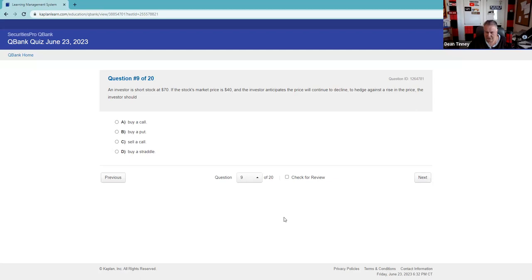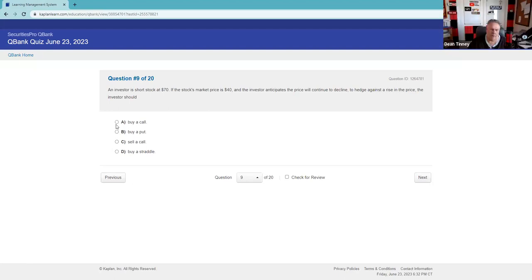To hedge means protect. So every time you hear hedge, you should think protect. And if we're protecting something, we need to pay or buy the option. For protection, we buy. For income, we sell. So what would you do here? Buy a call. Right on.